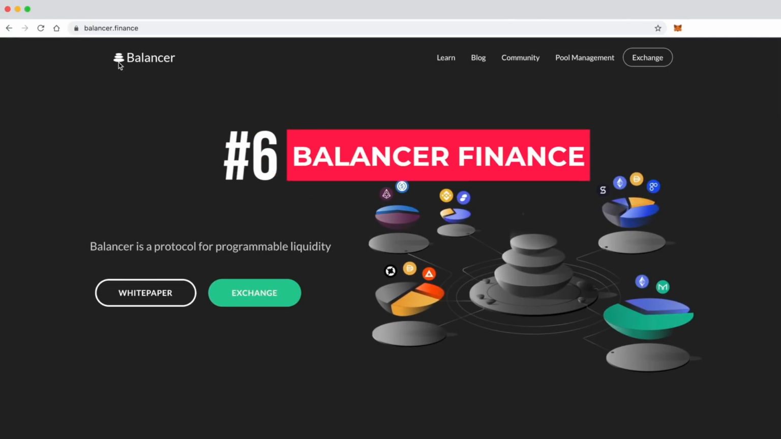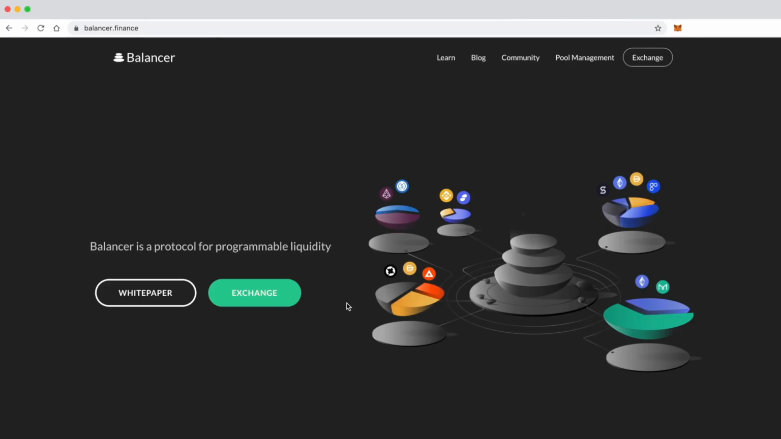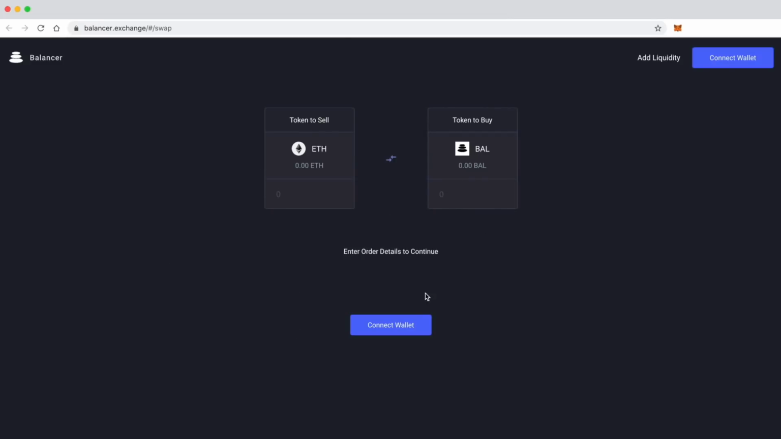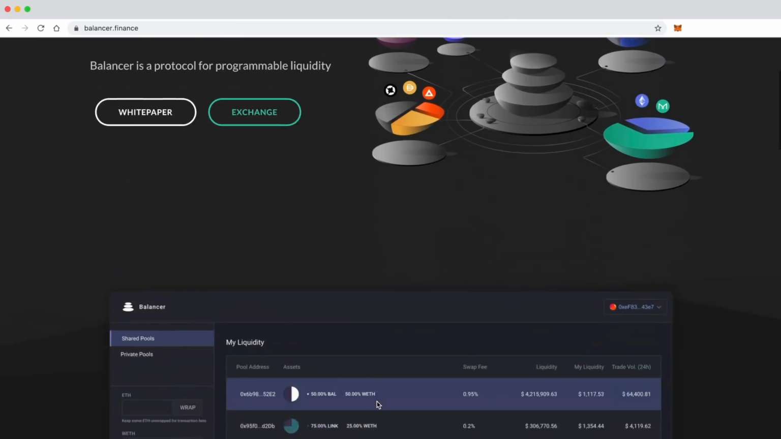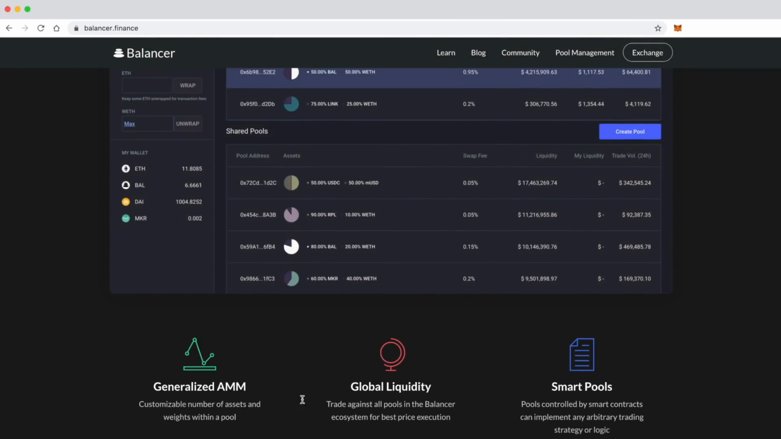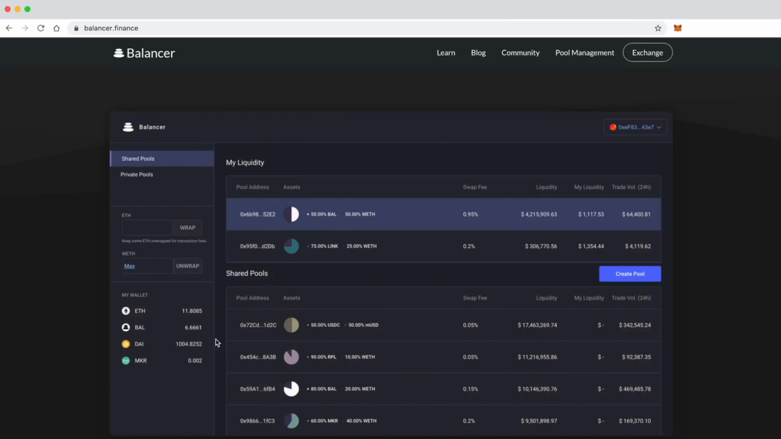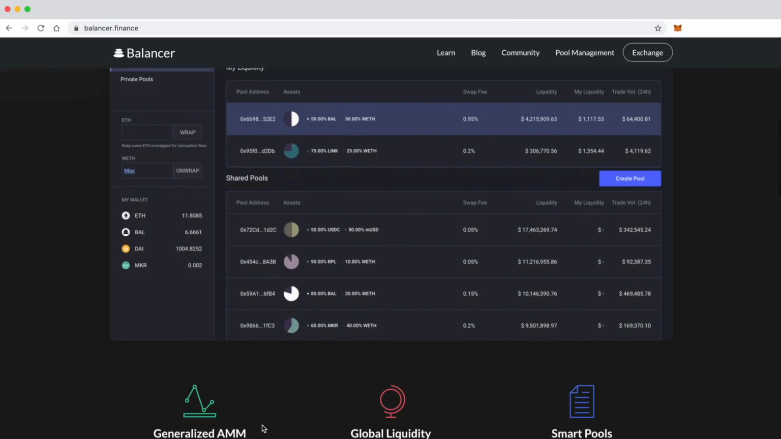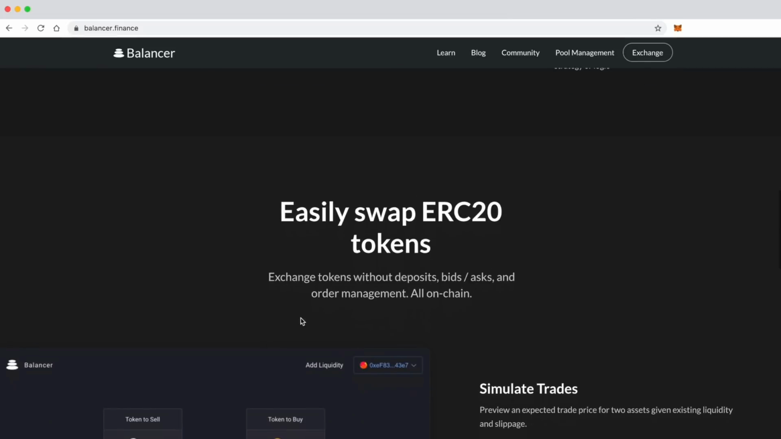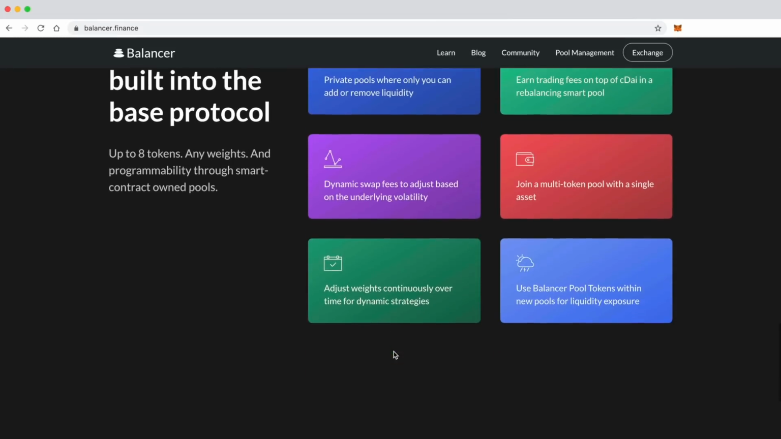So number six is Balancer. Okay, so this is another decentralized exchange that operates in the new DeFi paradigm where you just swap tokens instantly. Again, it's a simple interface, a lot like Uniswap, where there's no order book or anything like that. And so on the back end, there's another automated market maker, a lot like Uniswap. And of course, other users can earn passive income rewards for joining these liquidity pools, but it's got some more advanced features. So let's look at some of those here.